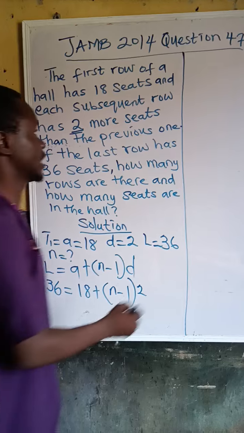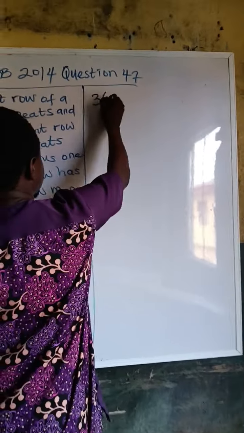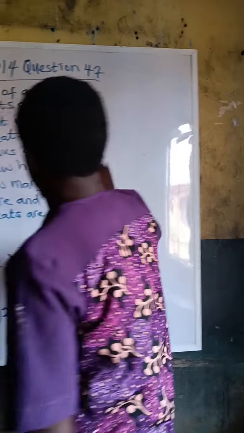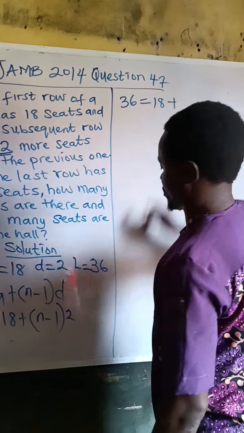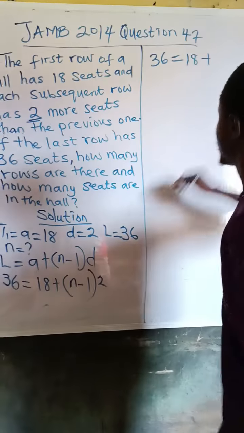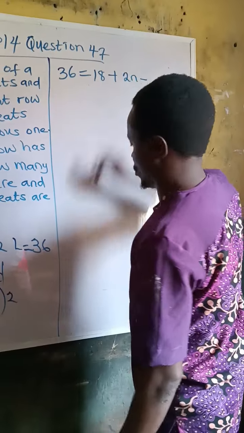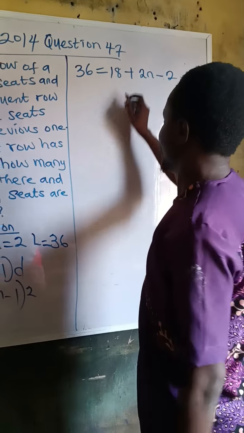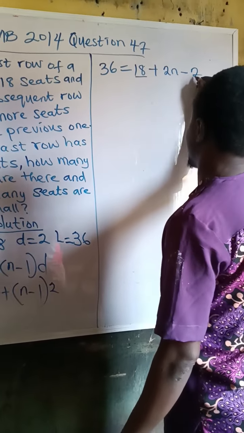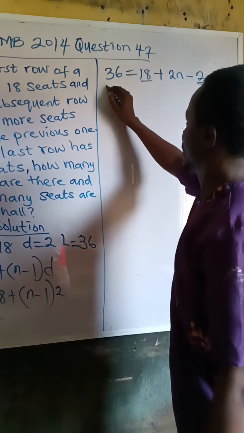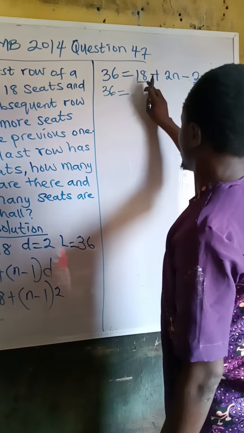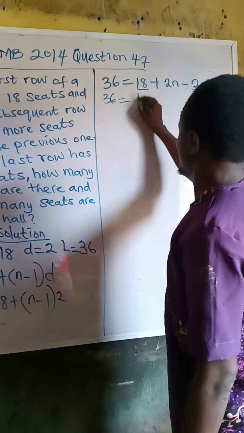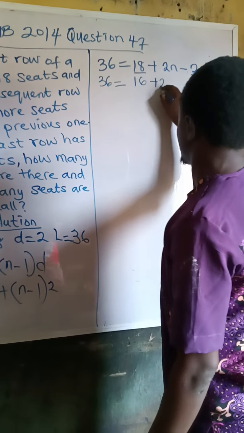We open this bracket. So we can now say we have 36 equals 18 plus 2 times N will give us 2N, minus 2 times 1 will give us 2. So what do we do next? This is a constant and this is a constant. So we have 36 equals 18 minus 2 will give us 16 plus 2N.